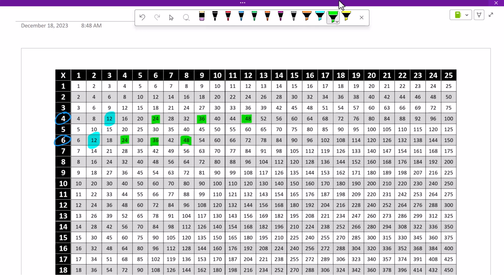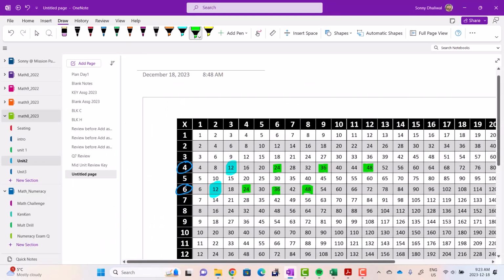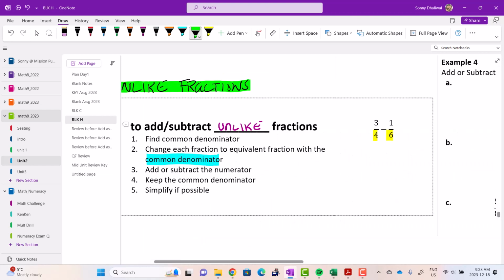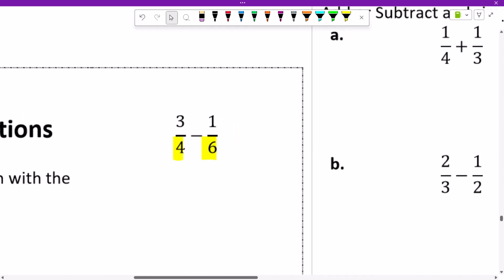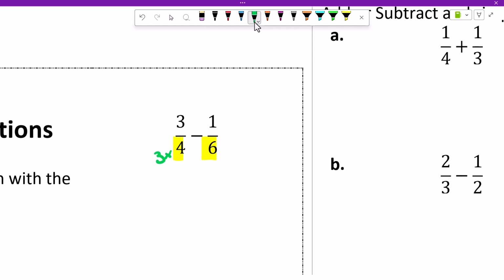Okay, so go back to our notes, I go, okay, I wanna change both of them to 12. And I go, okay, to change 4 into 12 using my multiplication table, I need to times this by 3. Because 4 times 3 is 12. And I have to change the 6 to 12, I have to times that one by 2. Right?